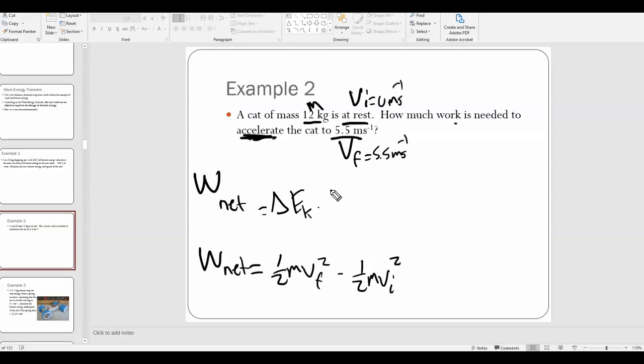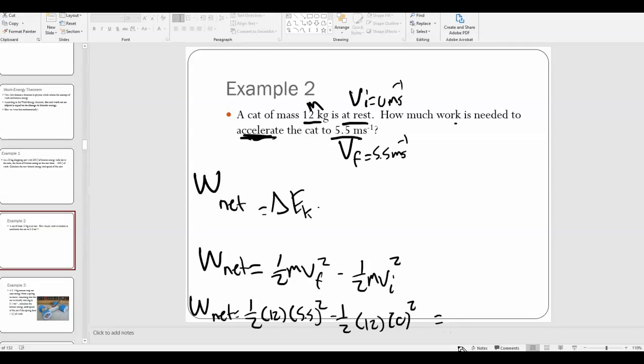I'm given 2 speeds, so I need to expand it all the way out to the form that has speed in it. So the net work done on the cat would be equal to 1/2 times the mass times 5.5 squared minus the initial kinetic energy, which is 0 because the cat is initially at rest.